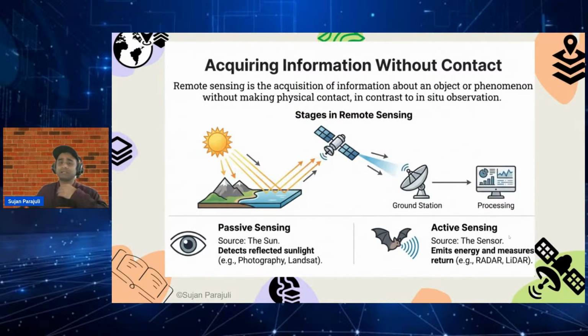So the first one is what is remote sensing. Remote sensing is just the science of acquiring information about an object without being in physical contact with it. So it's like taking a photograph from a distant place.